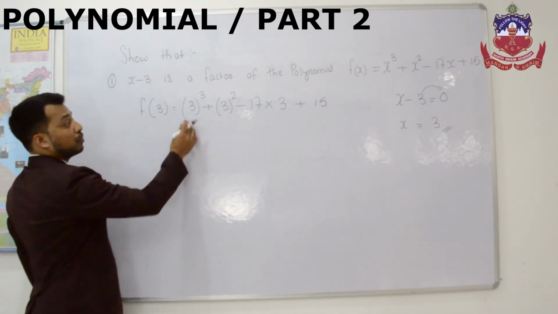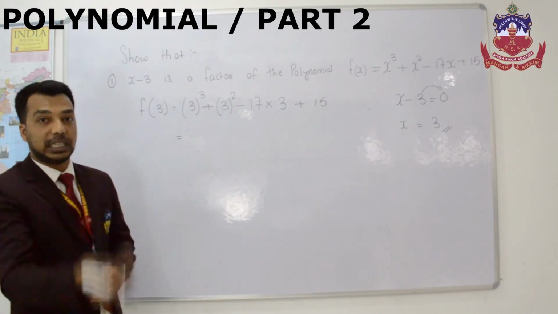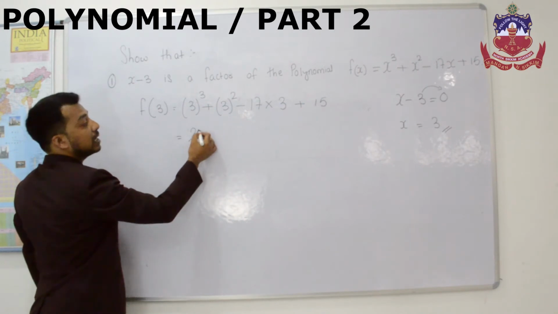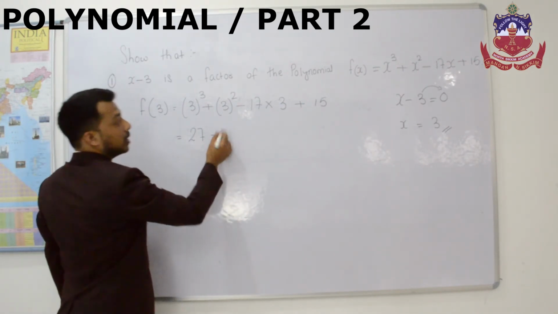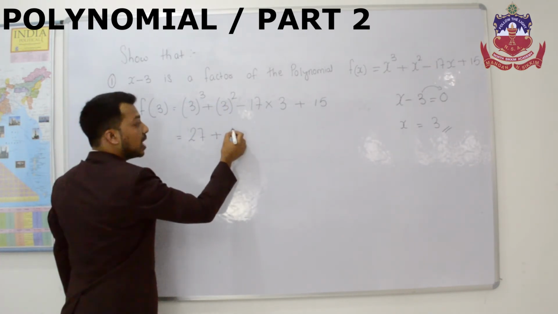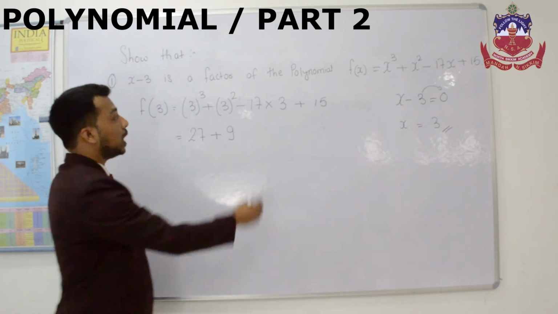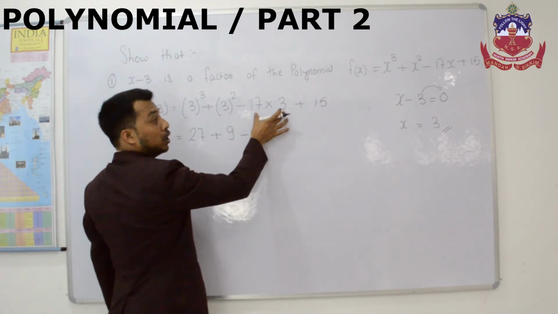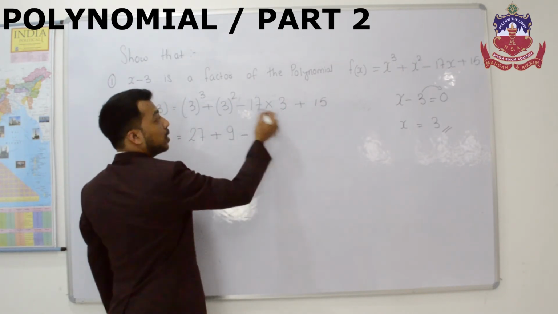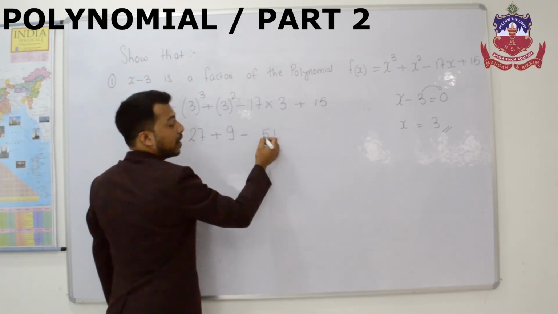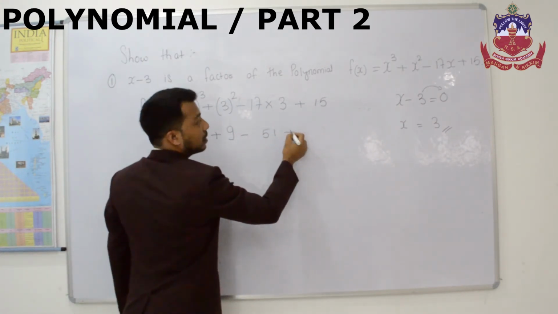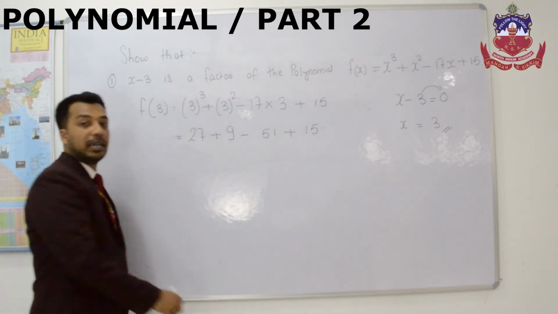In the next step, 3 to the power 3 means 3 multiplied 3 times. So when we multiply 3 three times, the answer that we get is 27. Plus 3 multiplied 2 times gives us the answer 9. Minus, let's multiply this: 7 into 3 is 21, 2 is left, 3 ones are 3, 3 plus 2 gives us 5. So the multiplication of 17 into 3 is 51, plus the last one we can write the same.